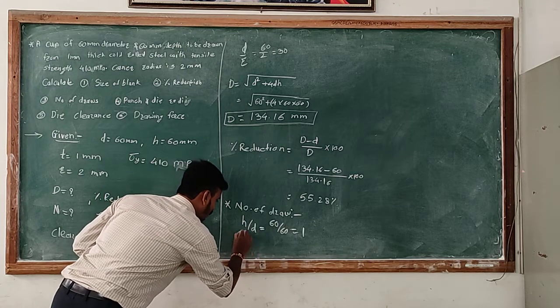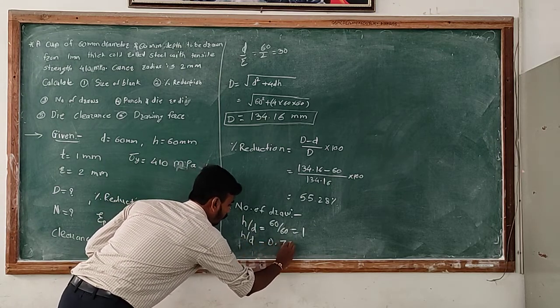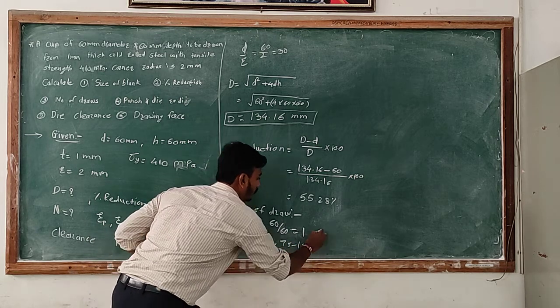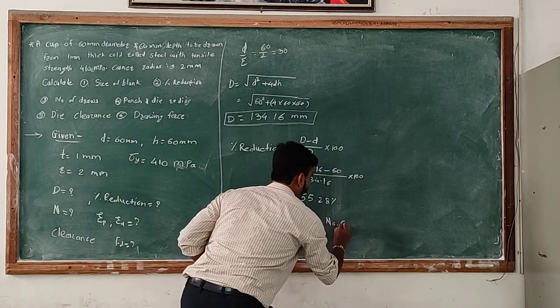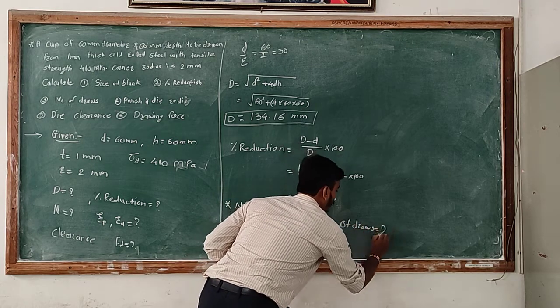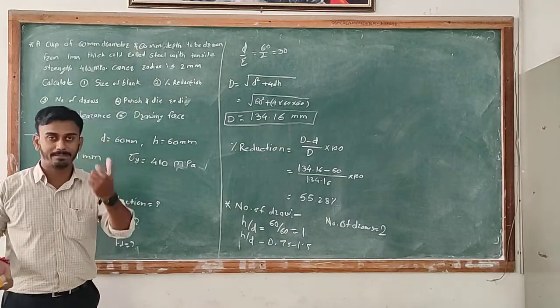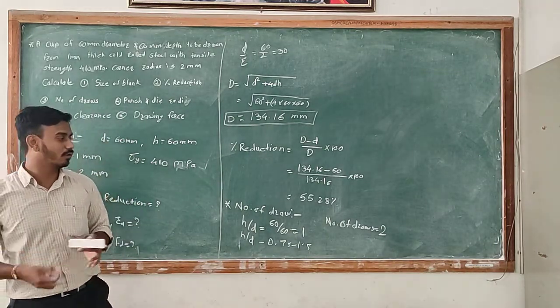The H by D ratio is between 0.75 to 1.5, therefore the number of draws is equal to 2. We have to remember that table, so we can decide how many draws are required.